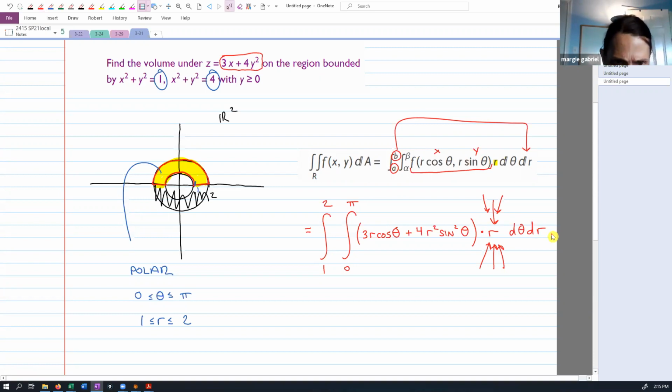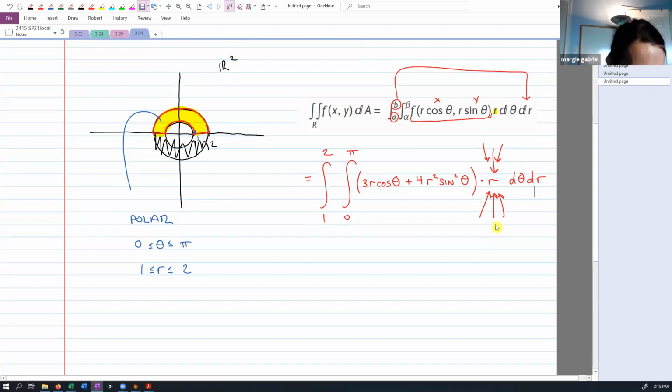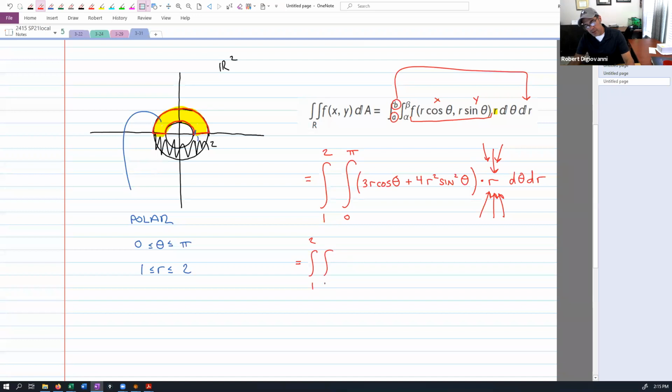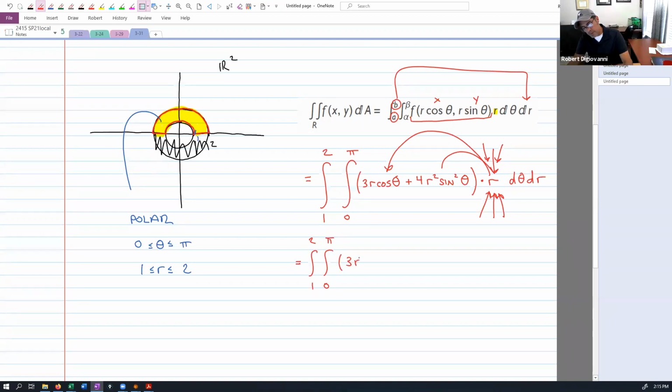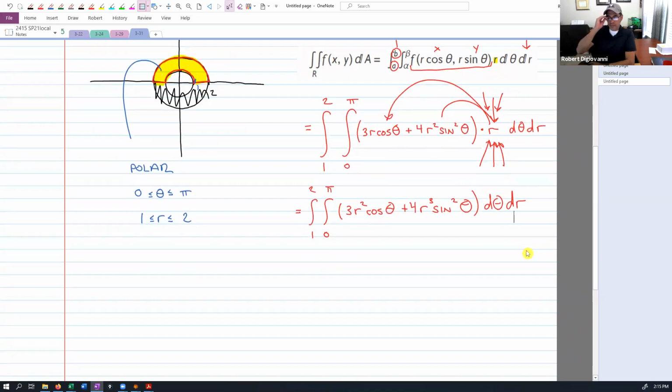Now, for that r, are you integrating it from 1 to 2 as well, or is it all part of that, right? It's all part of it. I'm just going to basically distribute it through. You just distribute it here and here, and that'll multiply. Simplify it. Yeah, this will become 3r squared cosine theta plus 4r cubed sine squared theta, and then d theta dr. All right, good, Margie, thank you.